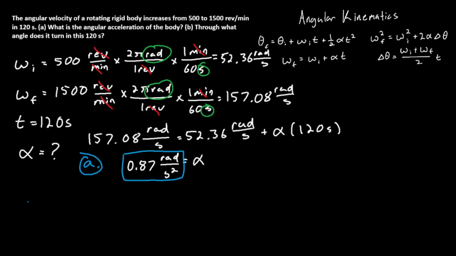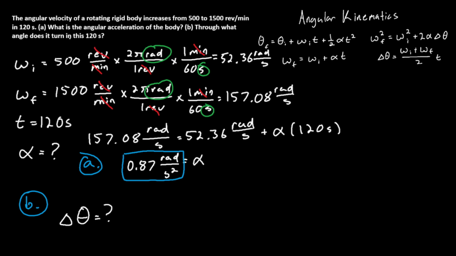Let's solve for part B now. So what is part B? Well, part B asks through what angle does it turn in this 120 seconds. So what are we trying to solve for? We're trying to solve for our change in radians. So our change in radians, here, this is our question mark.